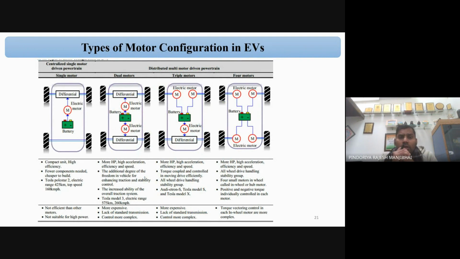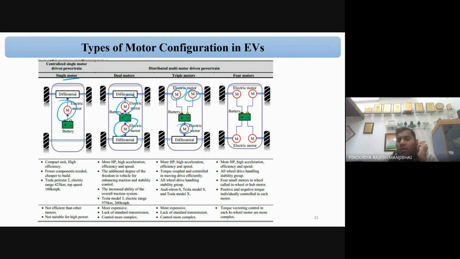Types of motor configuration. Just briefly, I hope most of you know about the types of configuration. There is a single motor; mostly we use a single motor for the electric vehicle. Also we can use a dual motor, one at the front and another at the back. Then there is a triple motor: two motors at the front and one at the back.